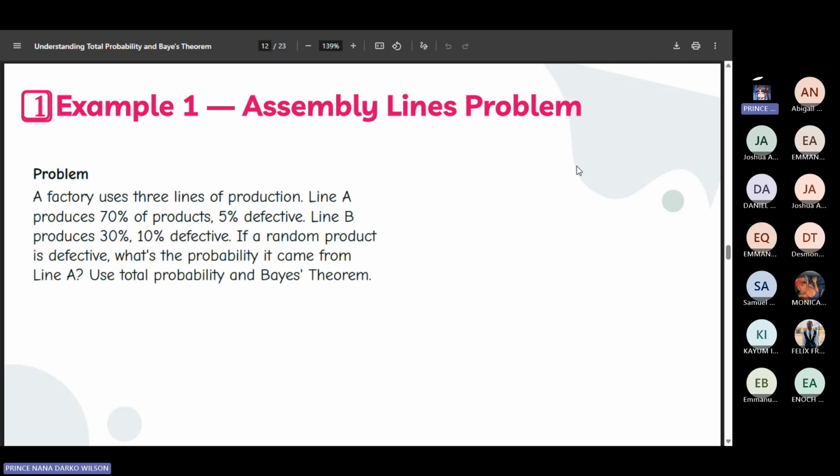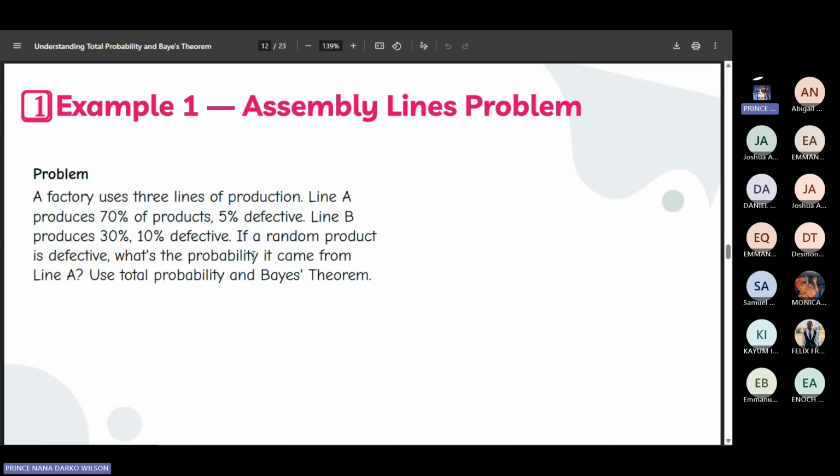If a random product is defective, what is the probability that it came from line A? So let me take the question again. It says that a factory uses 3 lines of production, line A, line B, and C. Line A produces 70% of all the products with a 5% defect rate. Line B produces 30% of the products with a 10% defect rate. Now, if a random product is picked to be defective, what's the probability that it came from line A?